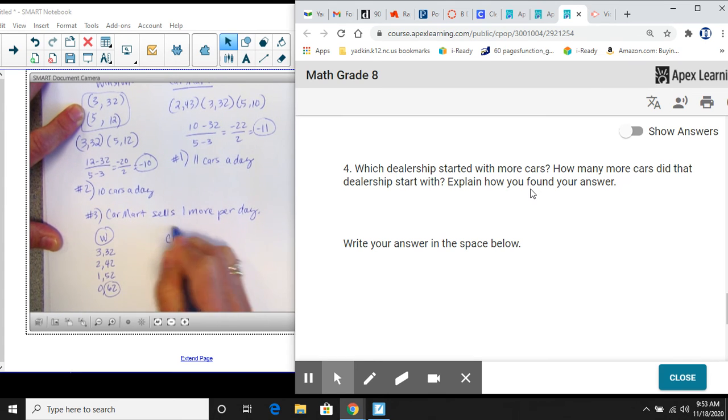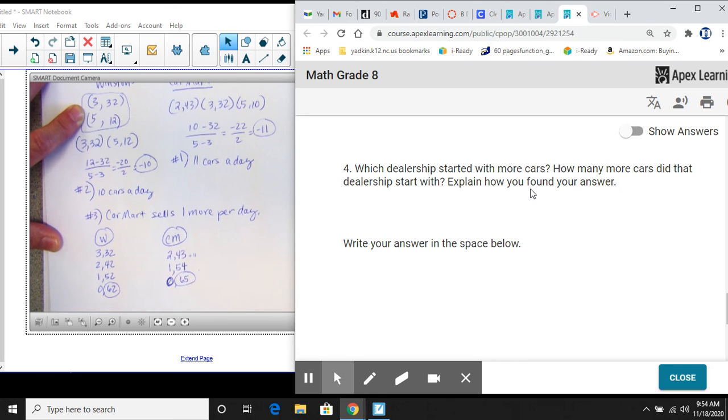Let's look at Car-Mart. Let's use 243. At 2 days they had 43 cars, and they're selling 11 a day. So we want to add 11 to see how many they had at 1 day, which would be 54. At 0 days, they would have 65. So they started with 65.